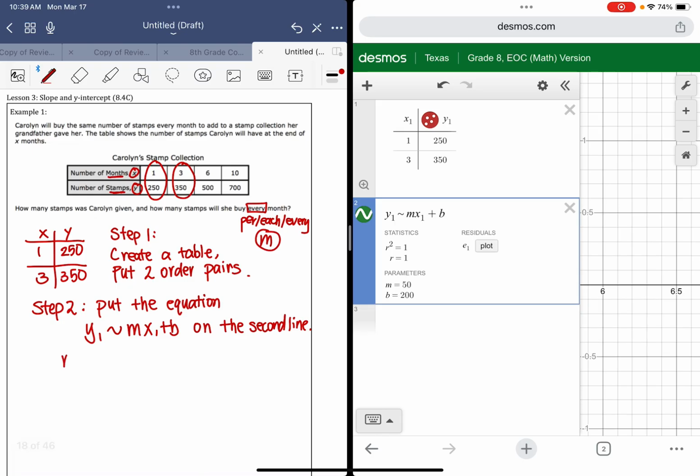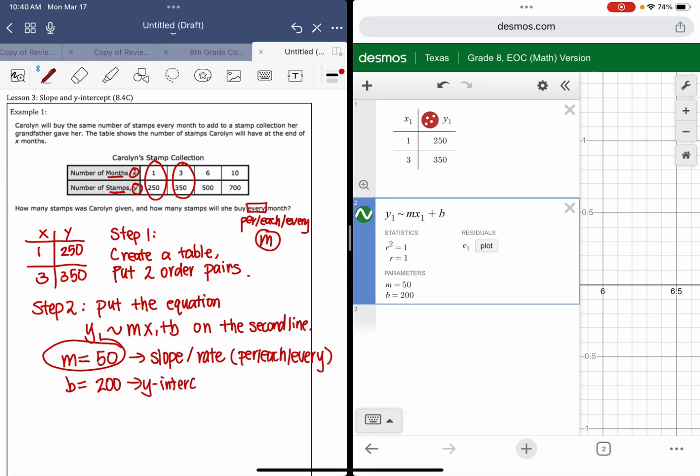In this case, we have m equals 50 and b equals 200. Remember, the m is the slope or unit rate or rate of change, and we do have the keyword per, each, every. In this case, that's what we're looking for. That's the answer. Sometimes they ask you to look for the b. B is the y-intercept, which when we write it as an ordered pair, we'll have 0, 200. That means at month 0, before she buys any stamps, she already has 200 stamps.